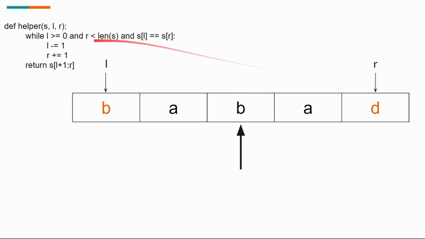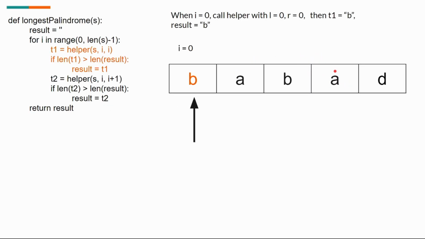And since these aren't equal, what you do is you return the substring, which would start from L plus 1, which is A, and then go to R. So it will be ABA. It will return ABA. So now we have a function called longest palindrome, where we will call helper. We pass in the string, and then we define a string called result. The result string will take in the results of the palindrome.